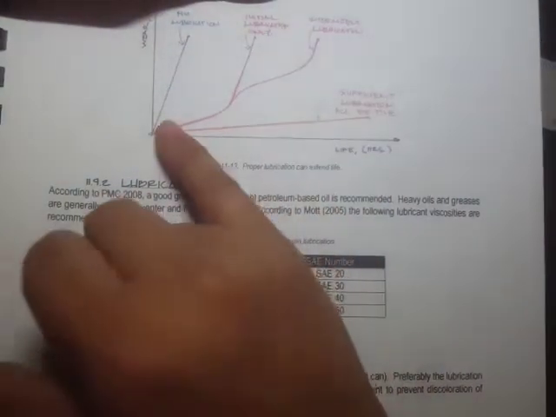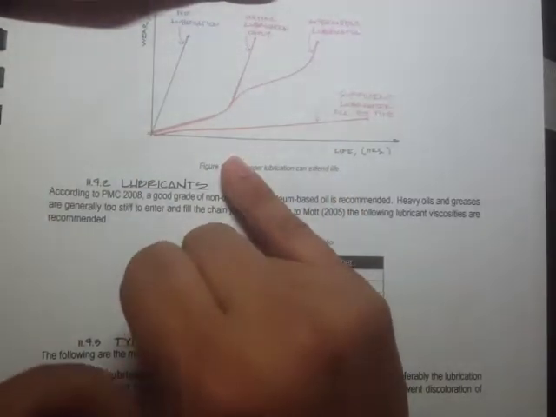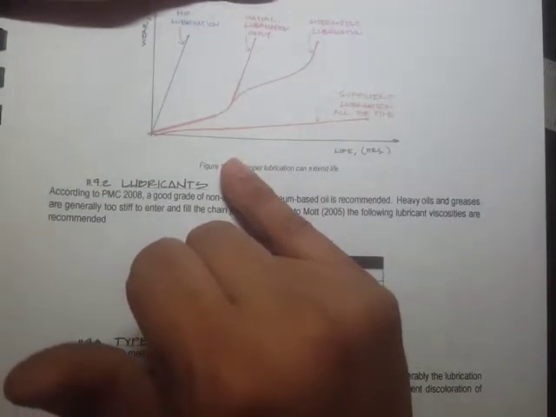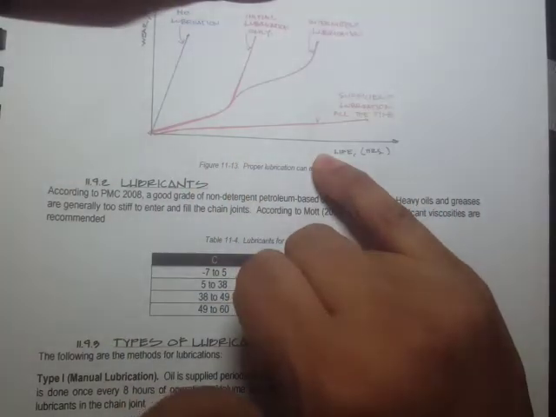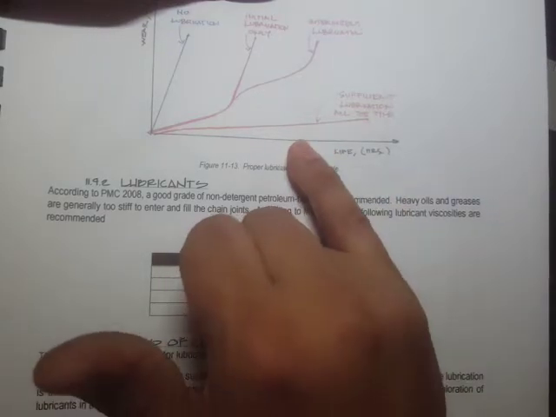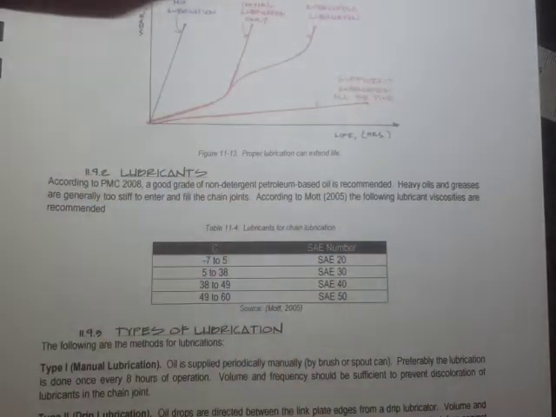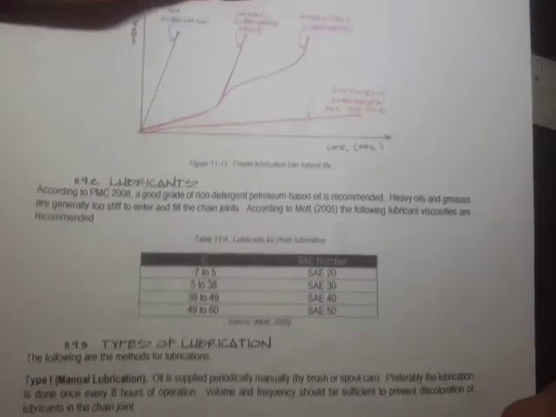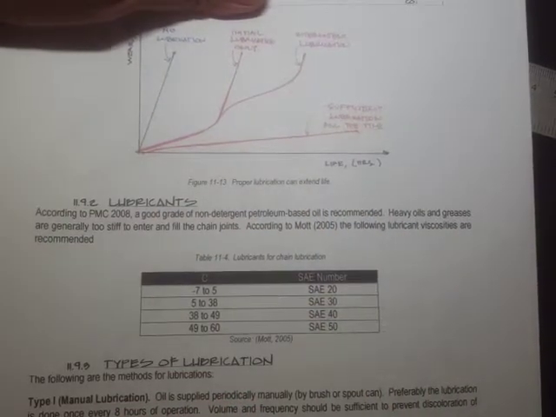But if we provide initial lubrication only, then we can increase the life, but again the wear is basically the same. And if we provide intermittent lubrication, that means that we can extend the life even more. Now what if we have sufficient lubrication all the time? So we can actually extend the life right here, and we can reduce the wear. Okay, so that's just the basic idea of why we need lubrication.